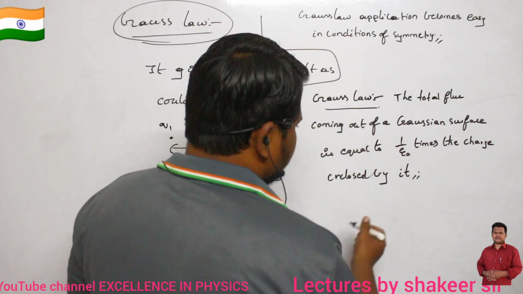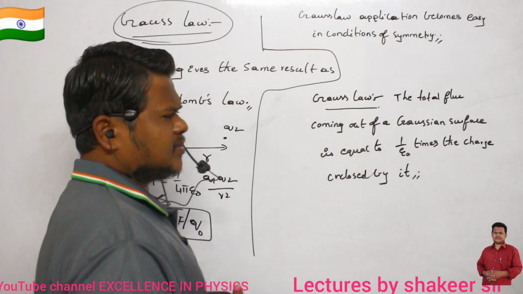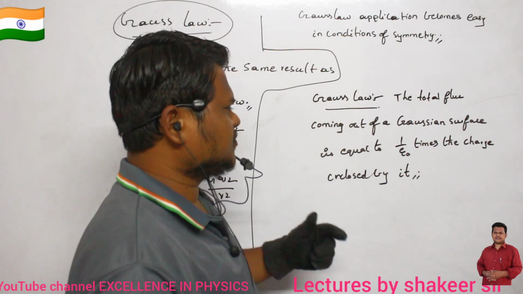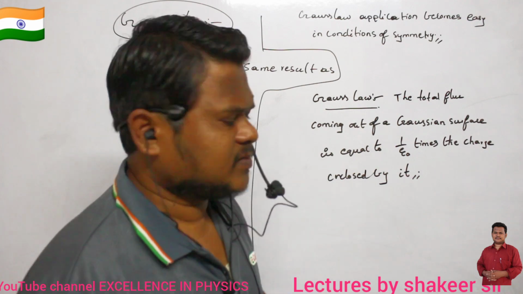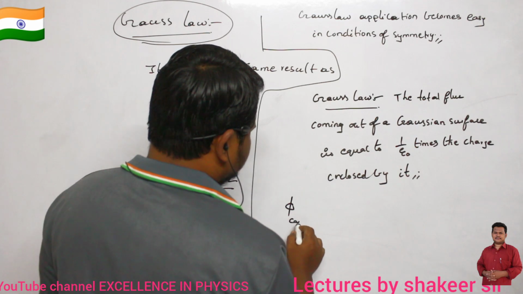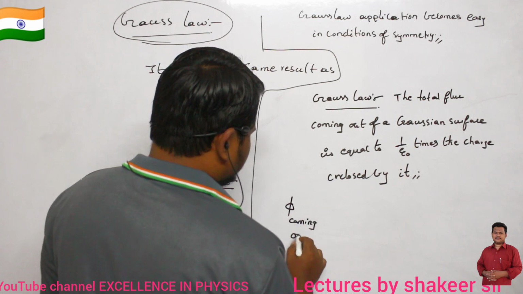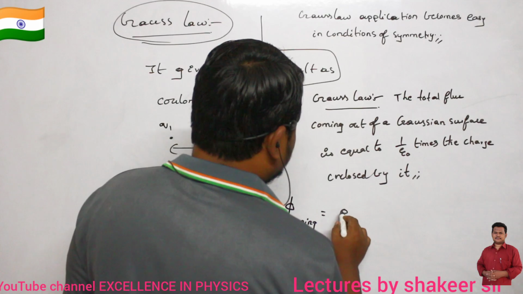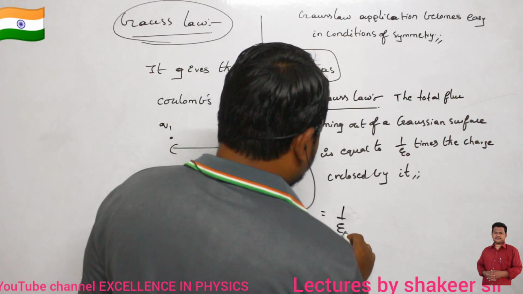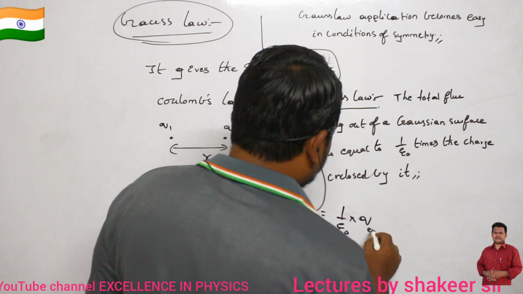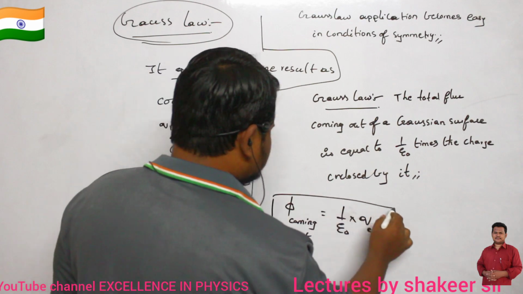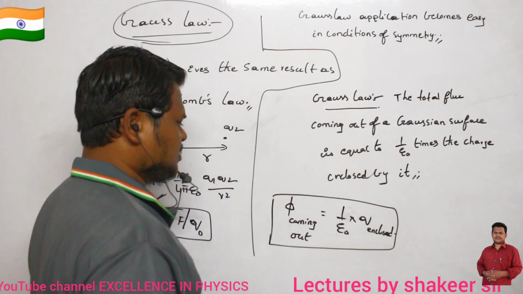And here, what is meant by epsilon naught? Epsilon naught is called electric permittivity. So Q divided by epsilon naught becomes the amount of flux which is coming out of this Gaussian surface. Are you able to understand? So flux coming out is equal to Q divided by epsilon naught, or I can write it as 1 by epsilon naught times Q enclosed. Clear?